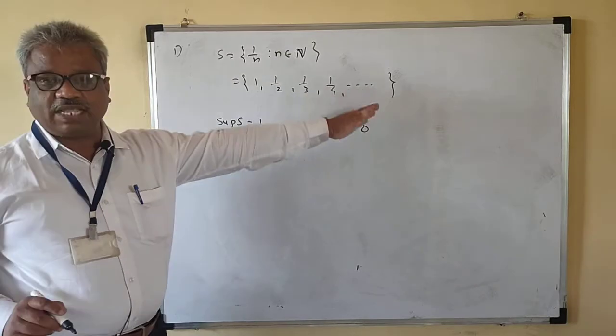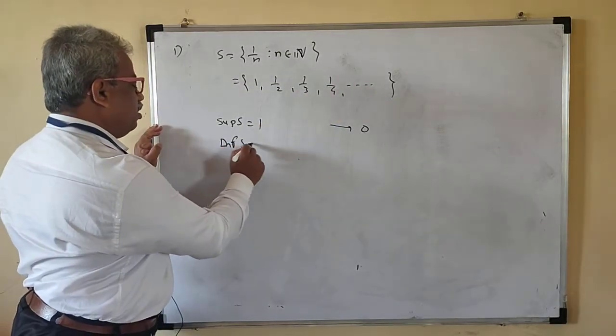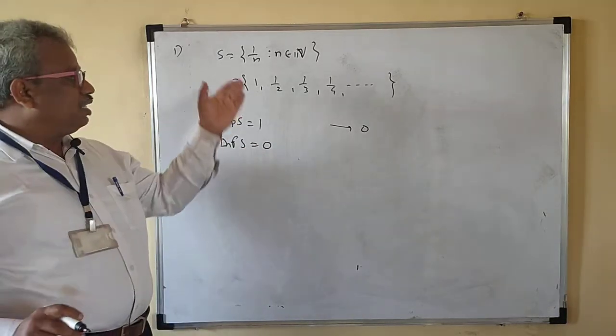Okay? All numbers are less than 1 now here. But all numbers are greater than 0. That means the infimum of S is 0, right? Infimum of S is 0. Easily we can do this.